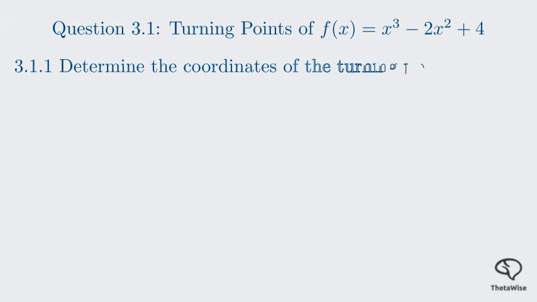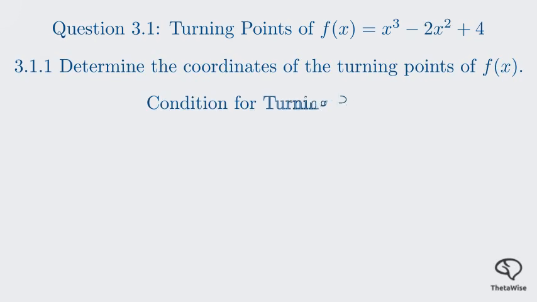Turning points are also known as stationary points, local maxima, or local minima. A key property of turning points is that the gradient of the curve is 0. The gradient is represented by the first derivative of the function. Therefore, to find the x-coordinates of the turning points, we must set the first derivative equal to 0.